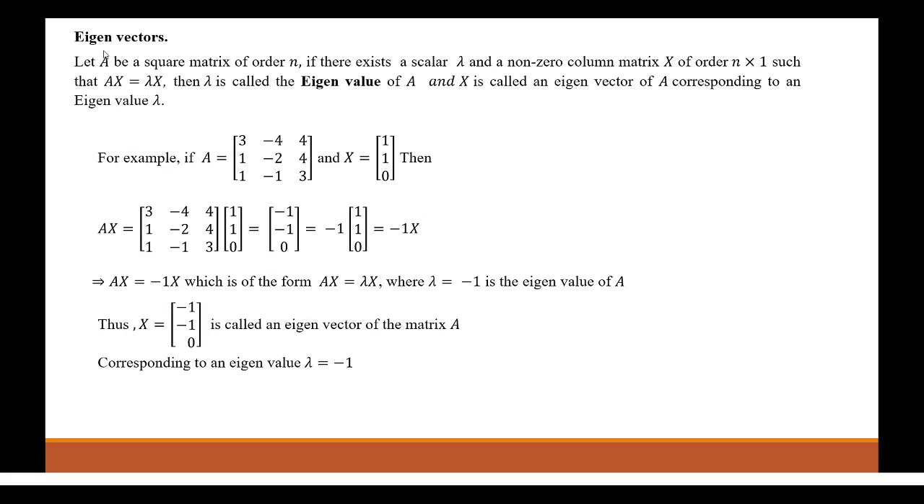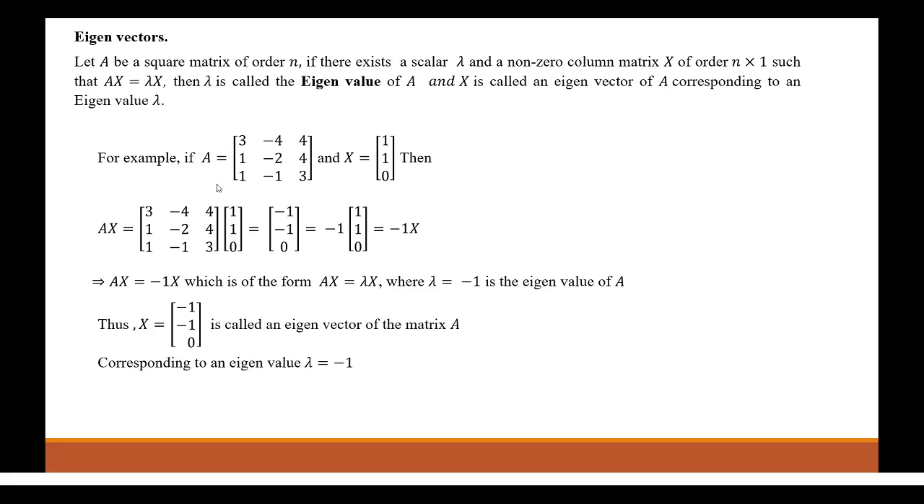Then we move on to finding the eigenvectors. Let A be a square matrix of order n. If there exists a scalar lambda and a non-zero column matrix X of order n cross 1 such that AX is equal to lambda X, then lambda is called the eigenvalue of A and X is called an eigenvector of matrix A corresponding to the eigenvalue lambda.